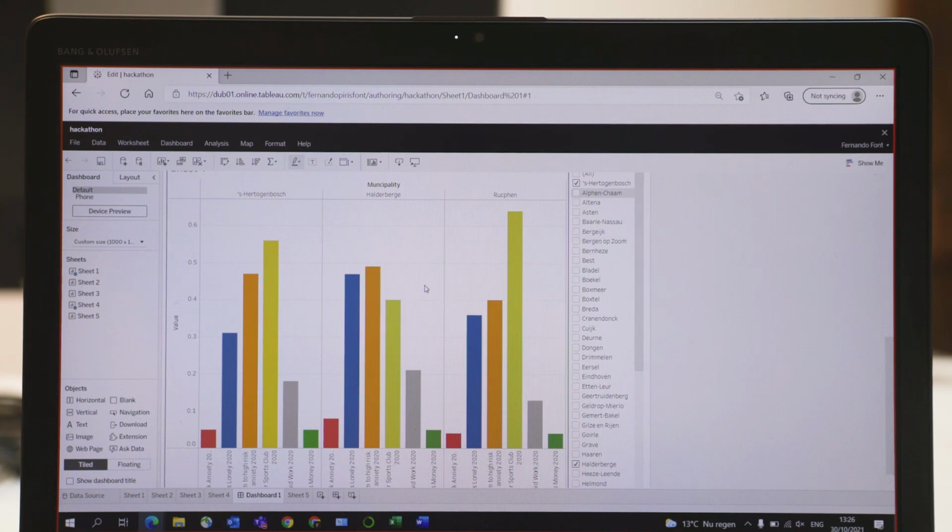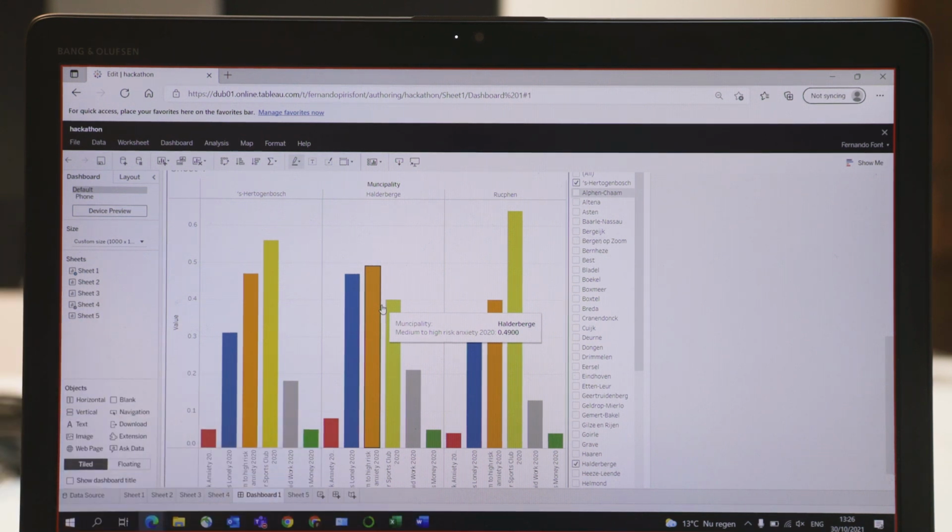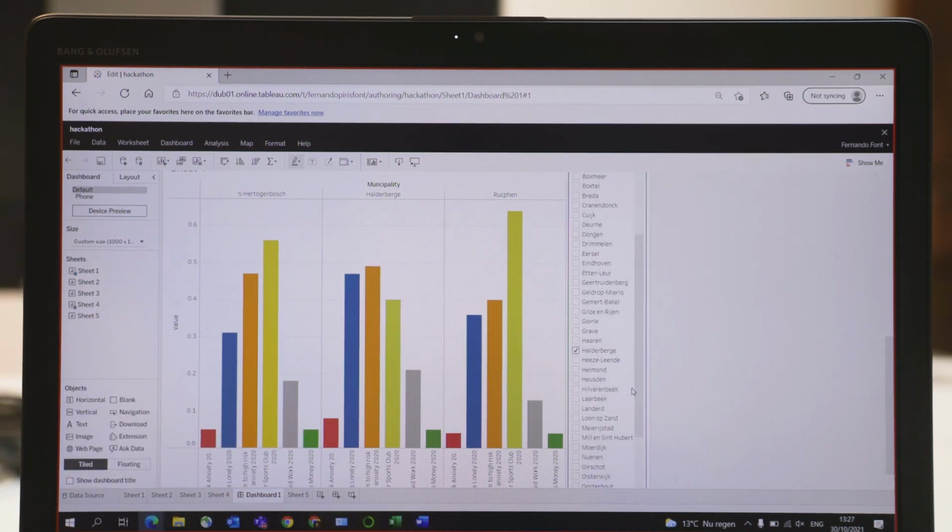there. Or similarly, in 's-Hertogenbosch, for the orange column, they have a high number of people with a risk of anxiety. So maybe we could have some well-being sessions here, and that would help people quit smoking.